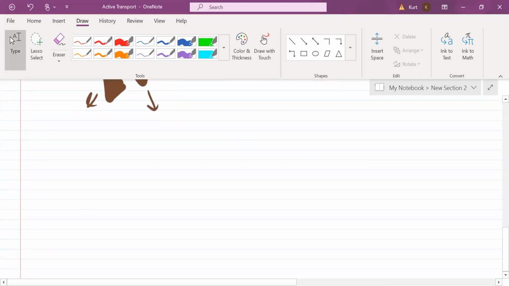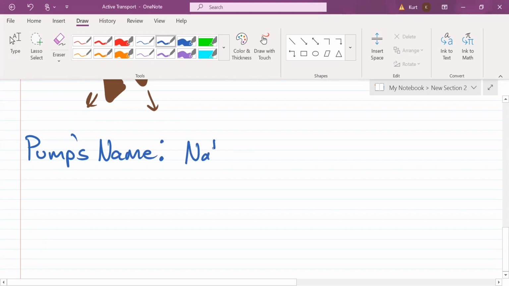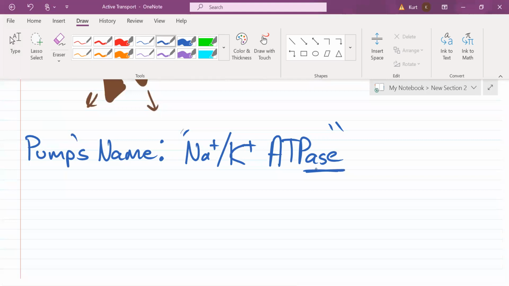Now, the pump actually has a name. The pump is called a sodium potassium ATPase. When you see the suffix ASE at the end, what does that mean? It's an enzyme. Most enzymes are named after what they do.